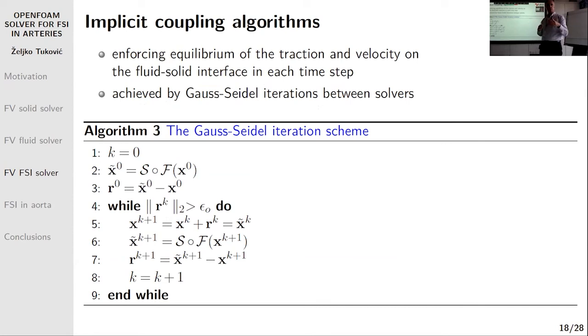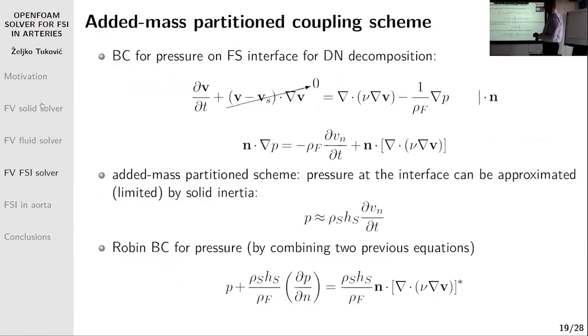Implicit coupling means that equilibrium of traction and velocity is enforced exactly in each iteration by using Gauss-Seidel iteration between the solvers. Added mass partitioned scheme is here to stabilize the solution and to allow more efficient solver. So I will start with the derivation of added mass partitioned scheme by deriving pressure boundary condition, which is usually used in the Dirichlet-Neumann decomposition.